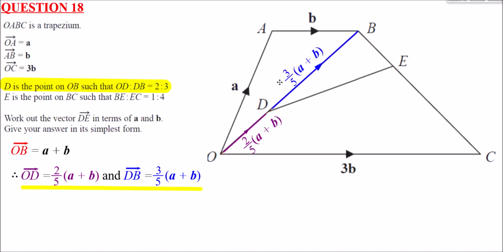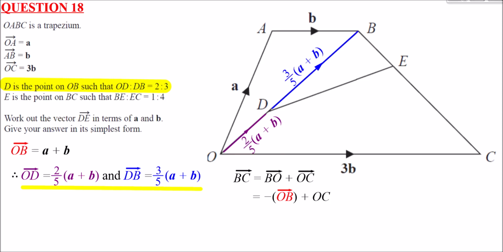Next, we need to think about from B to C. How would we go from B to C? Well, we'd go from B to O, and then from O to C. But from B to O is like O to B, but in the opposite direction. So BO is minus vector OB. And because you know vector OB is simply A plus B, we can substitute into these brackets vector A plus B. And the vector from O to C is, of course, 3B.